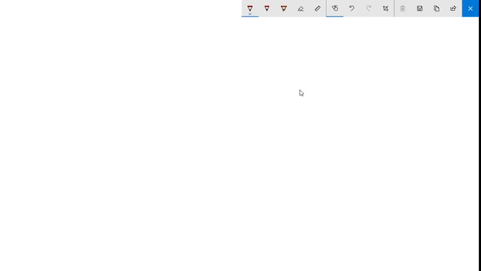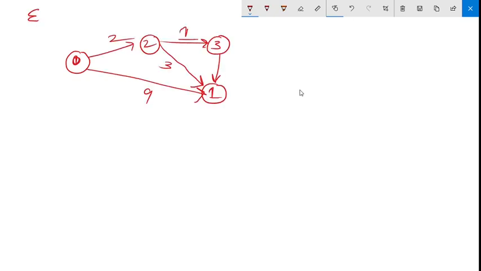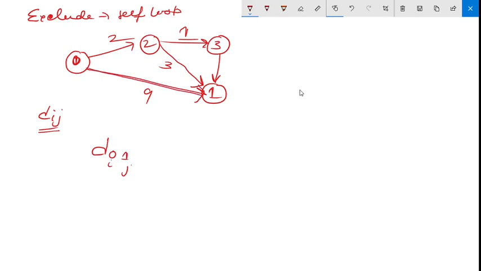Let's say I have a graph like this. You have to exclude the self loop. If there is any self loop, you have to exclude that. Self loops are not allowed here. So basically what is happening here, we are writing d i comma j. Let's say we are trying to find the path between vertex 0 and vertex 1. This is I, this is j. So between vertex 0 and vertex 1, the cost is 9.